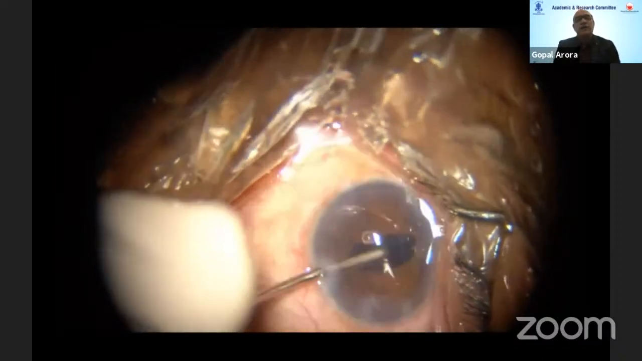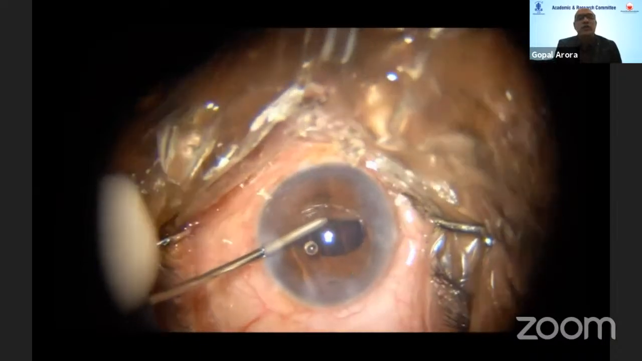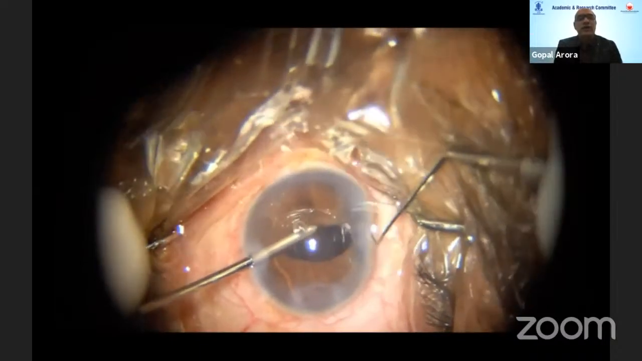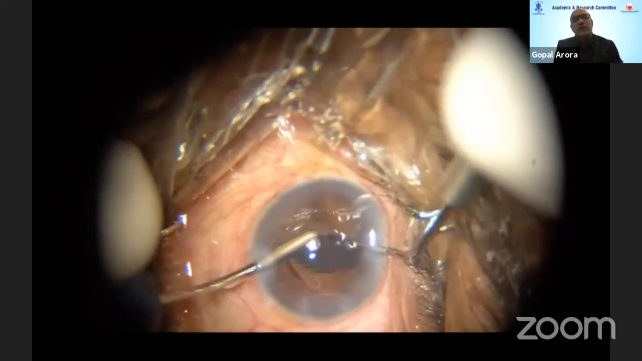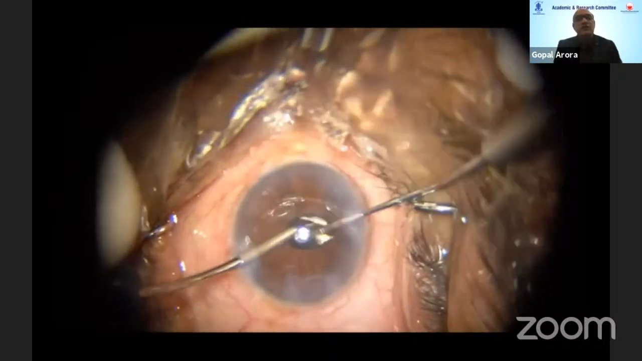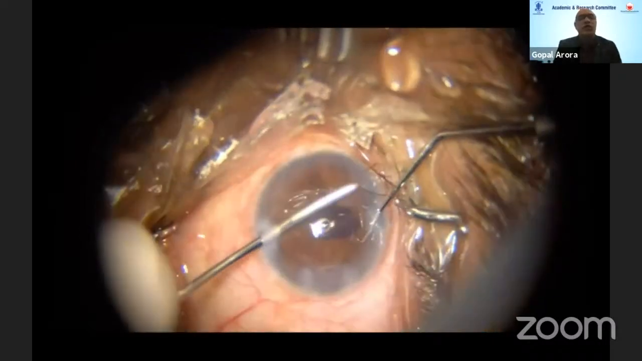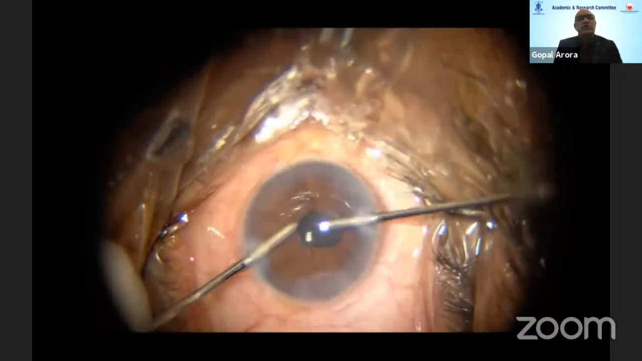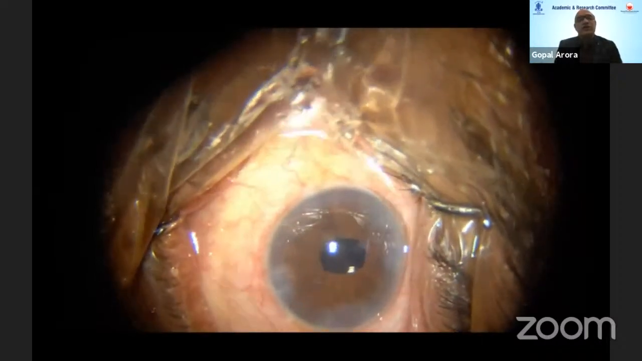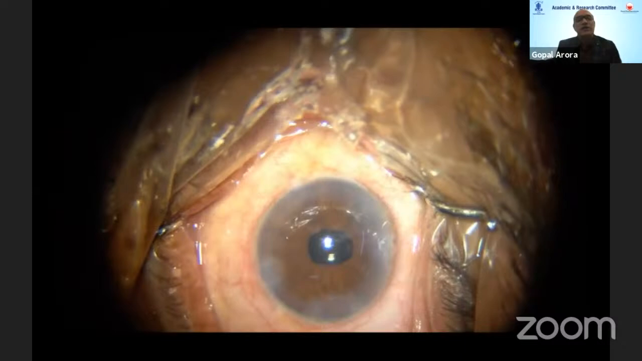And since it is an undilated pupil, you can just with a Sinskey or a dialer, you can put it inside the bag, or you can just retract the iris margins if you want to be really sure that it has gone in the capsular bag. Rest, you can just do the hydration of the side ports and the main incision.